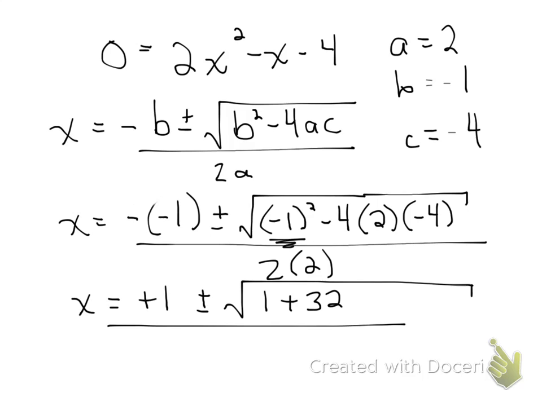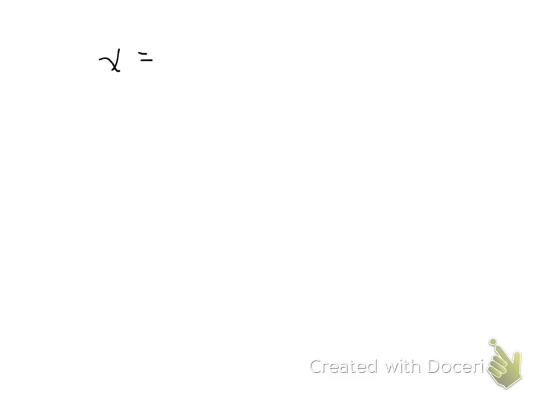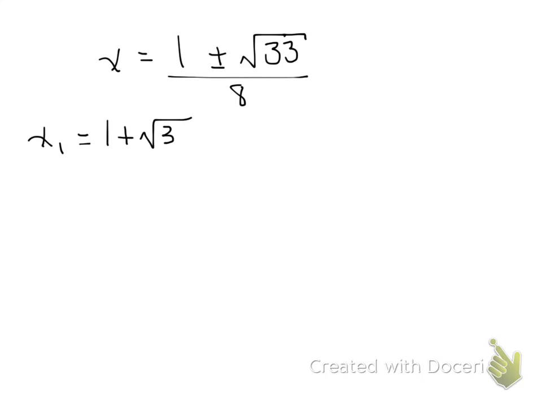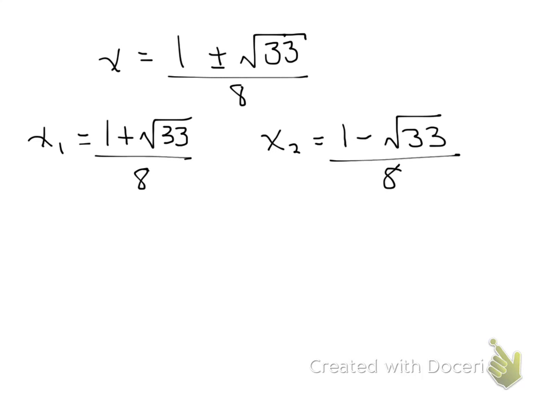And all this is going to be divided by 4. The square root of 1 plus 32 is square root of 33. And all that is divided by 8. So I'm going to go ahead and split these two roots up. I have x1 equals 1 plus square root of 33 divided by 8, and I have x2 equals 1 minus square root of 33 over 8.